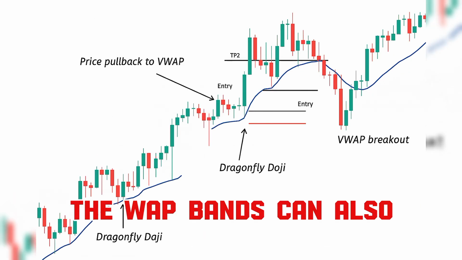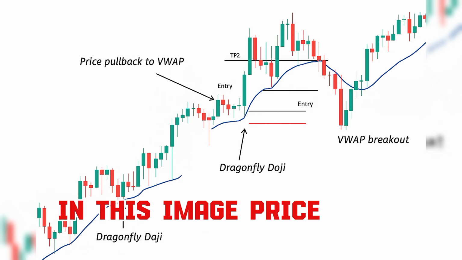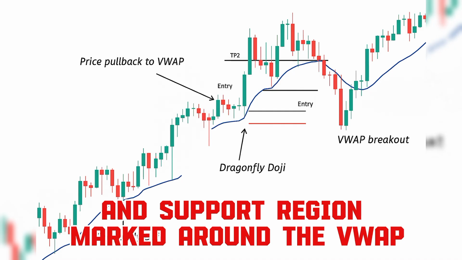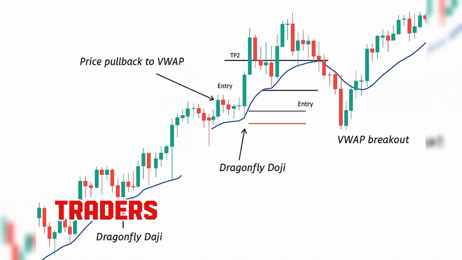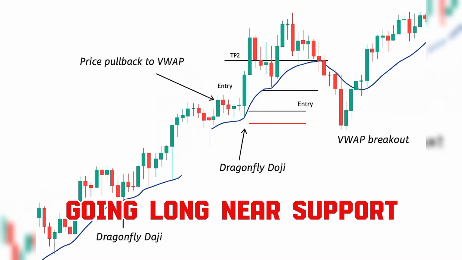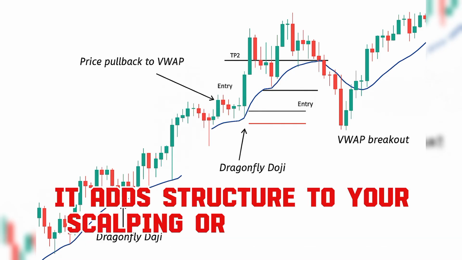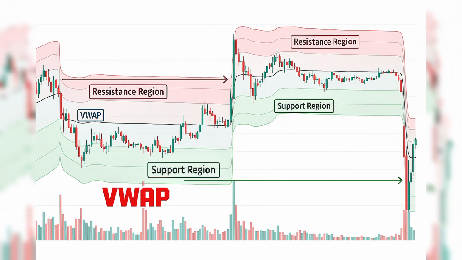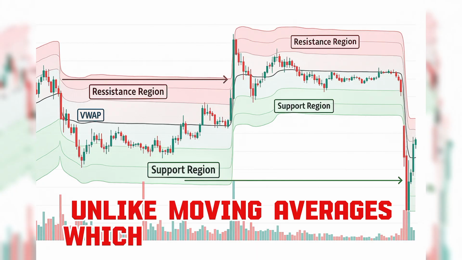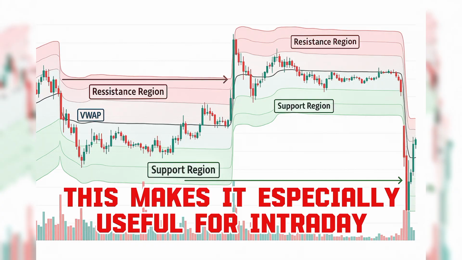VWAP bands can also define support and resistance zones. In this image, price stays within a clear resistance and support region marked around the VWAP. Traders use these zones to time their trades, going long near support and short near resistance. It adds structure to your scalping or day trading plan. VWAP resets at the beginning of each trading day, unlike moving averages which continue over time. This makes it especially useful for intraday traders.